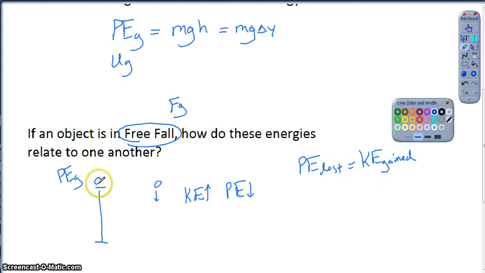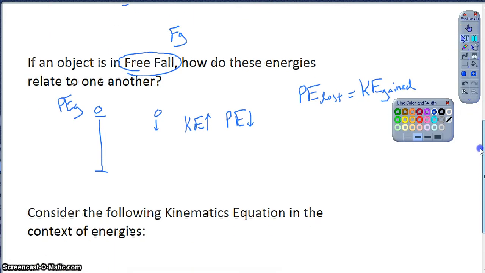But if we start with potential energy and you lose that potential energy, it goes to kinetic energy as long as there are no outside forces acting. And so again, that's going to be something we see throughout the chapter.